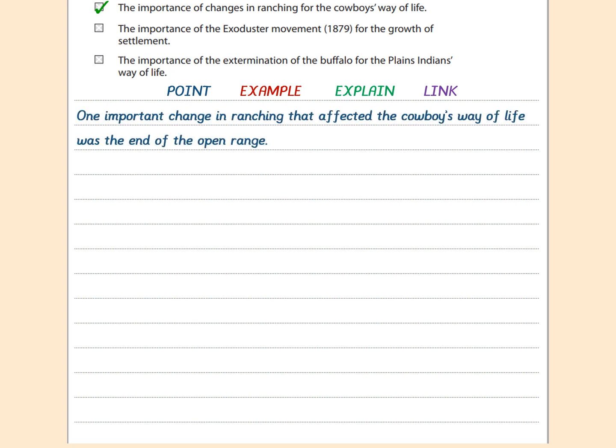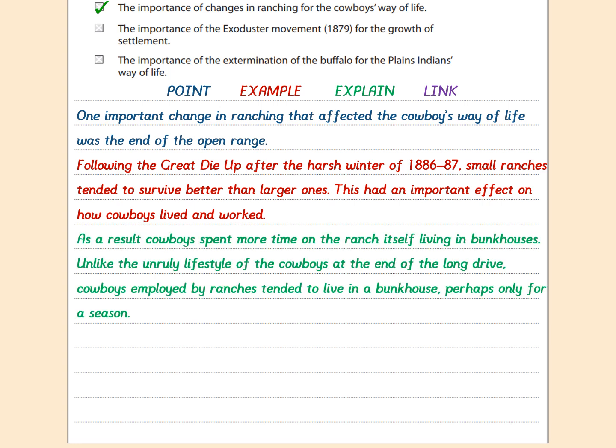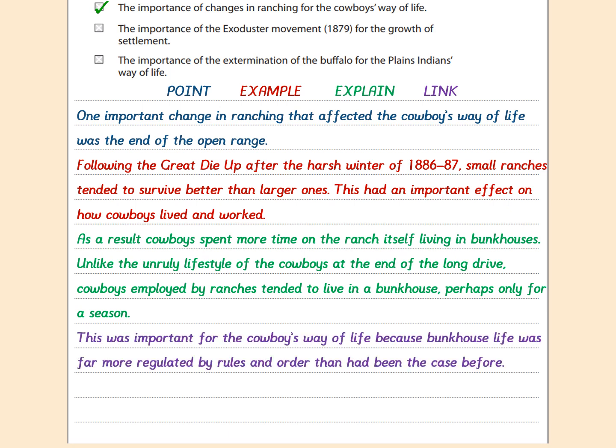Firstly, my point. One important change in ranching that affected the cowboy's way of life was an end to the open range. Following the Great Die-Up after the harsh winter of 1886 to 87, small ranches tended to survive better than larger ones. This had an important effect on how cowboys lived and worked. As a result, cowboys spent more time on the ranch itself, living in bunkhouses. Unlike the unruly lifestyle of the cowboys at the end of the long drive, cowboys employed by ranches tended to live in a bunkhouse perhaps only for a season. This was important for the cowboy's way of life because bunkhouse life was far more regulated by rules and order than had been the case before.